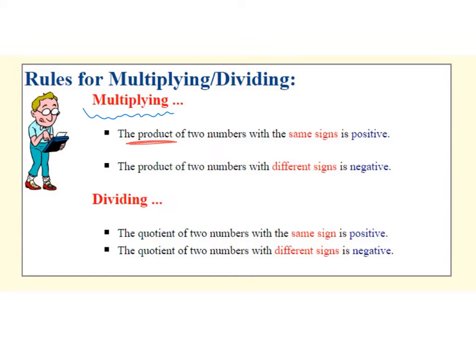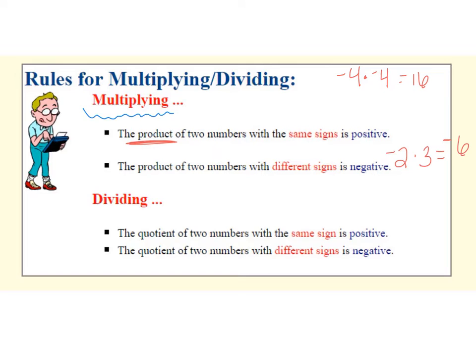So, for example, -4 times -4 is positive 16. Both of those numbers have the same sign, so we get a positive 16. If we get the product of two numbers with different signs, we get a negative answer. So, for example, if we're asked to find the product of -2 times 3, the signs are different. I have a negative number and a positive number. My answer will be -6.